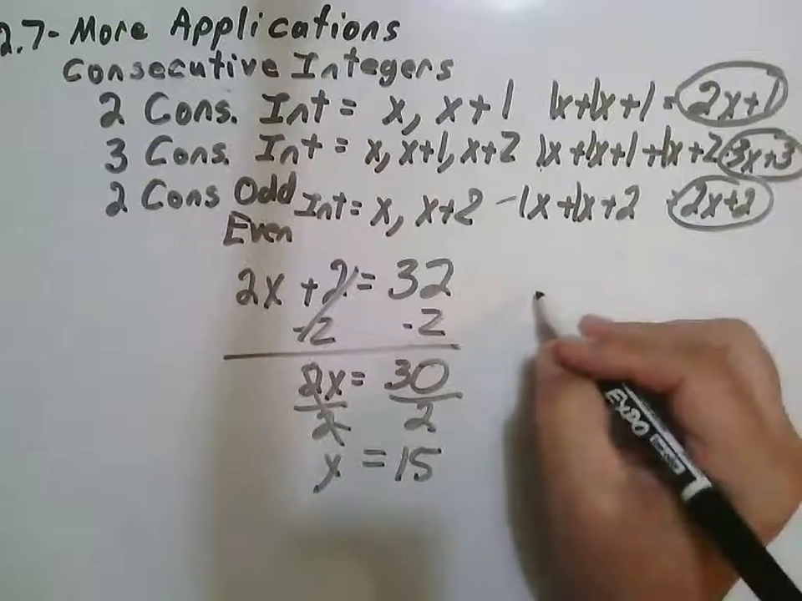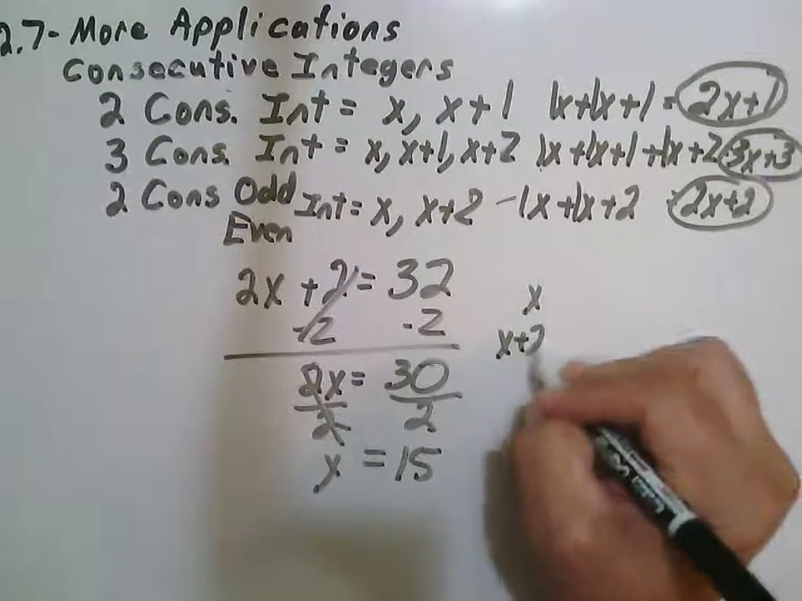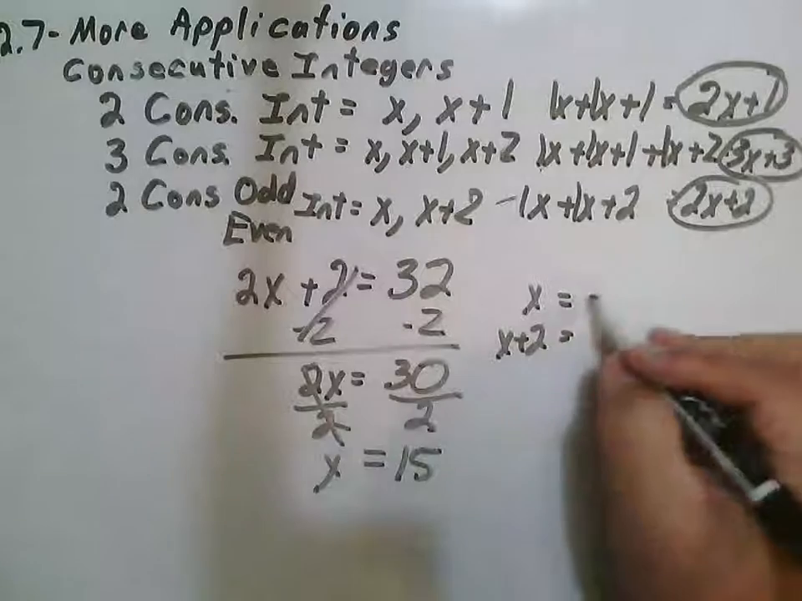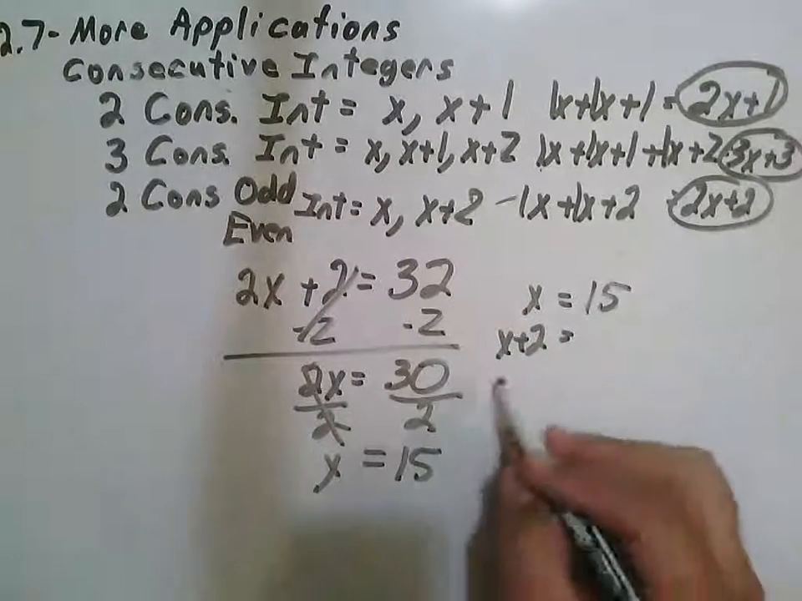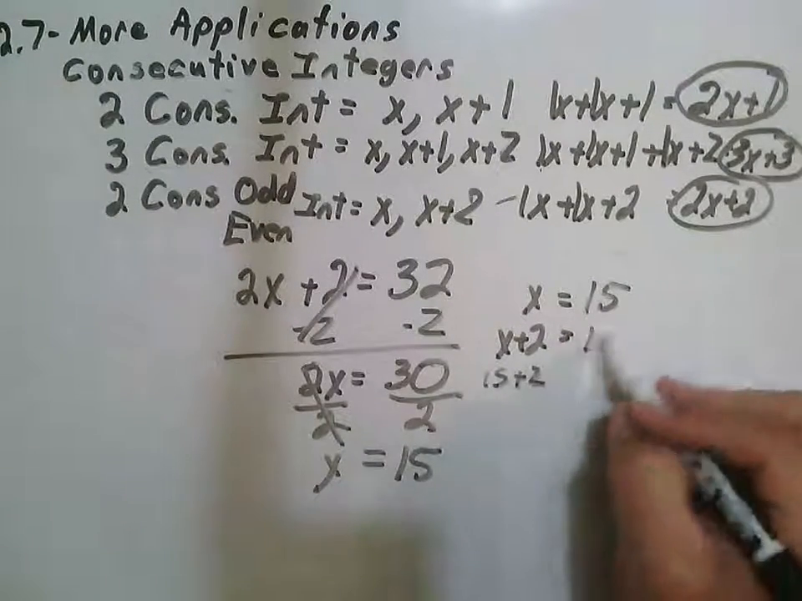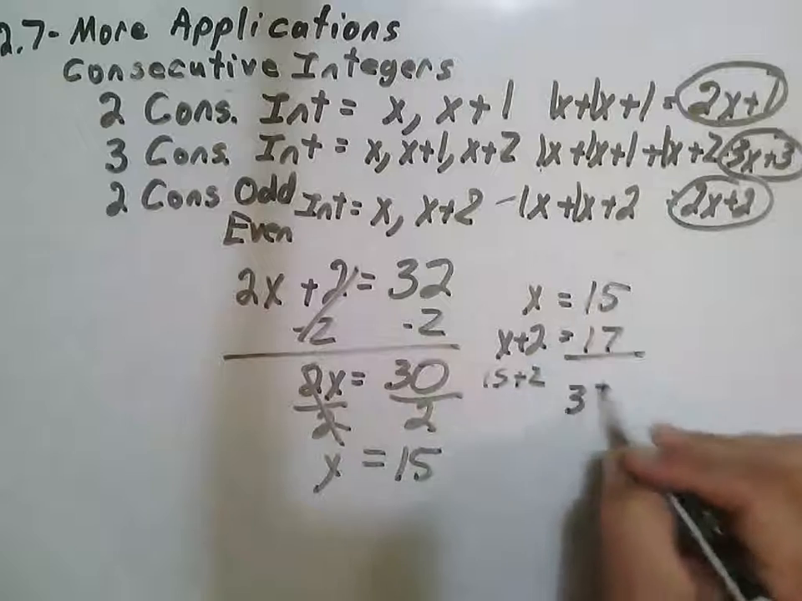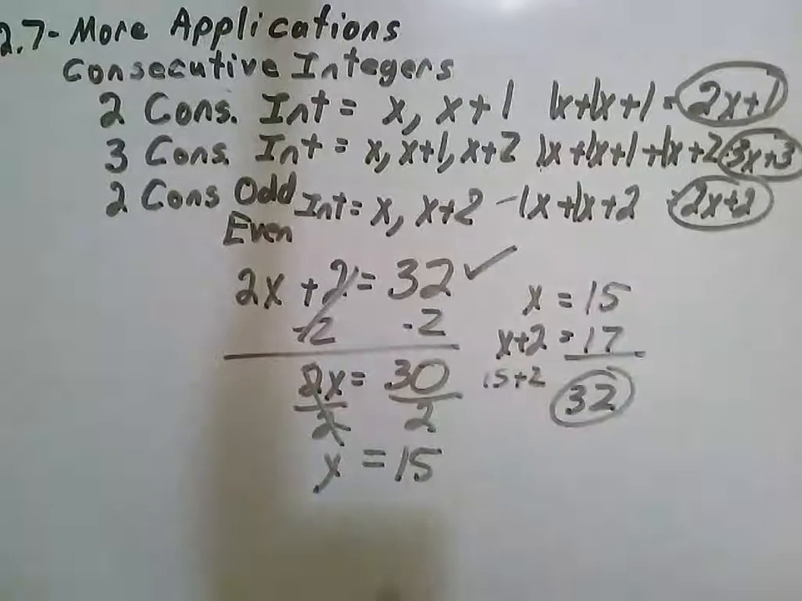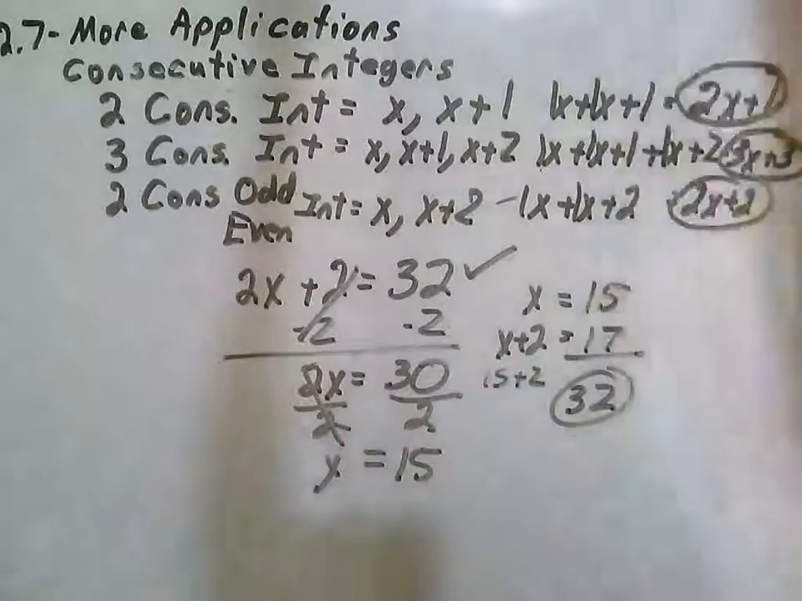So I know that one of these is going to be x and the other one's going to be x plus 2. So once again, if this one is 15, my next one's going to be 15 plus 2, which is going to be 17. Add these up together and it's going to give me 32. And that is what I was looking for. So this one works out for you.